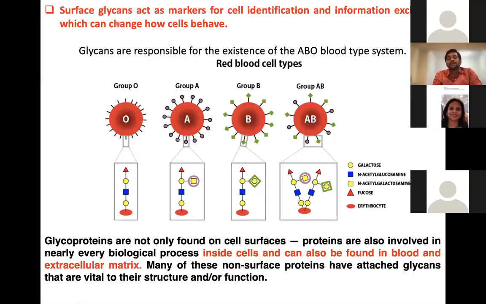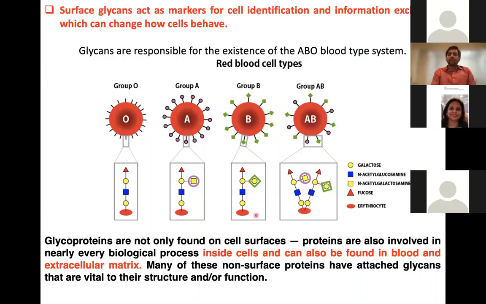Now, cell surface glycans act as a marker for cell identification, which I have just mentioned. Glycans are responsible for the existence of the ABO blood grouping system also. You can see different blood types: group O, group A, group B, and group AB. You can see we have here the erythrocytes, which are attached with the galactose. Then we have N-acetylglucosamine, then galactose, and then fucose. But in group A, we have one extra N-acetylgalactosamine attached with the galactose. In the same manner, we have here two galactoses attached together. And in the AB blood grouping system, we have branched glycans attached to the surface.